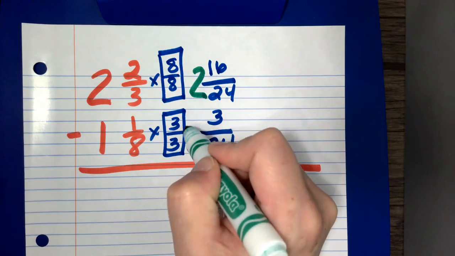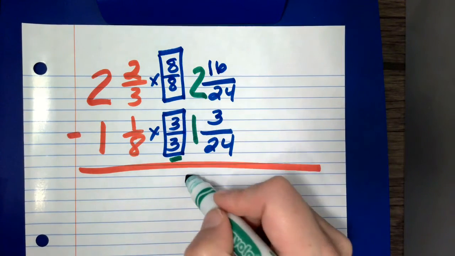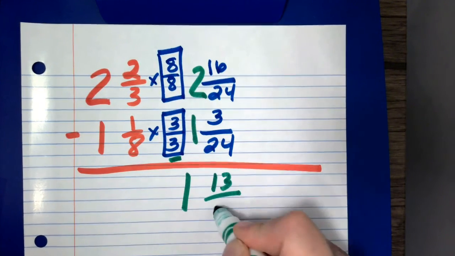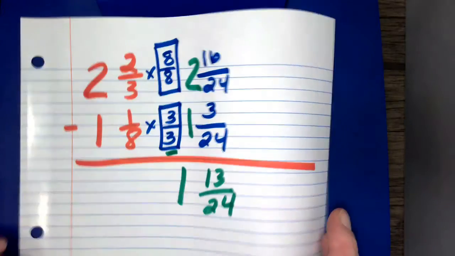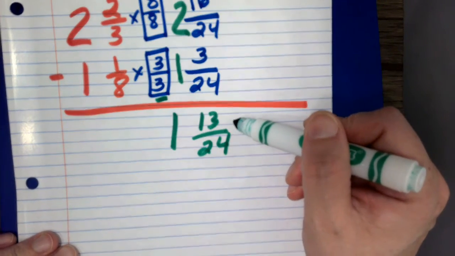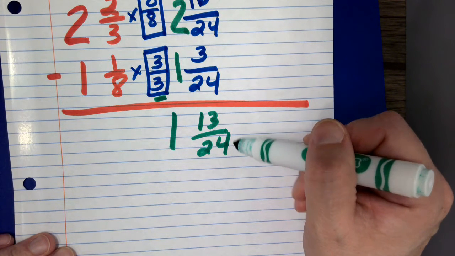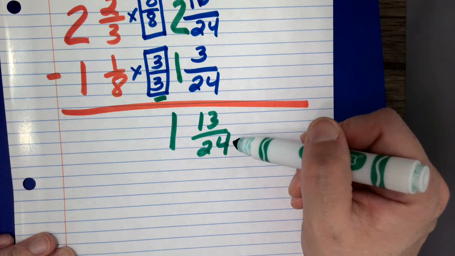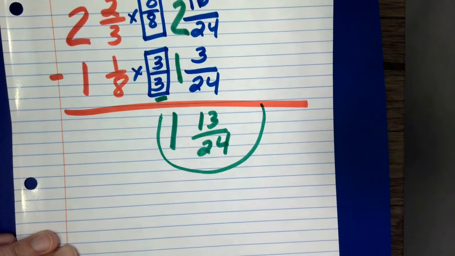So I have 2, and I'm going to take away 1. 2 take away 1 is 1. 16 take away 3 is 13. And 24 is my common denominator. Now, if I want to go back and check to see if I can reduce it, 13 is a prime number. So unless the denominator is a multiple of this prime number, there's nothing I can do. And I know 24 is not. So 1 and 13/24 is my final answer.